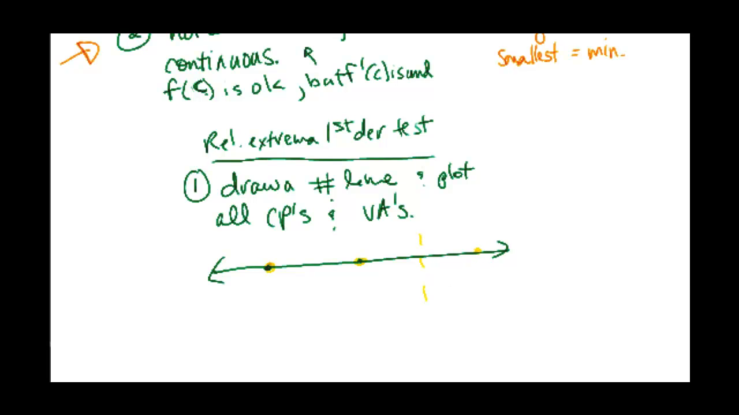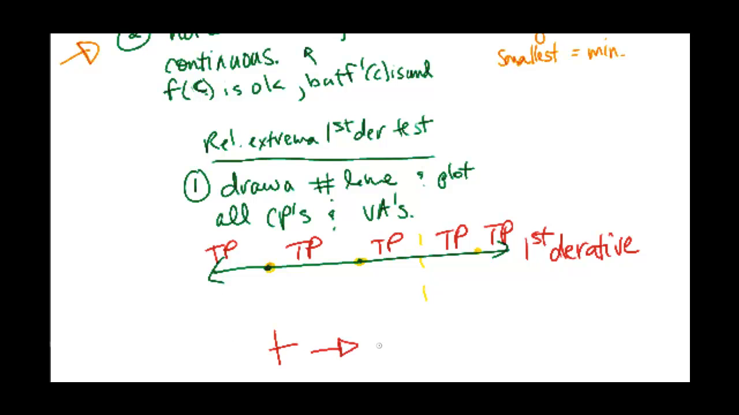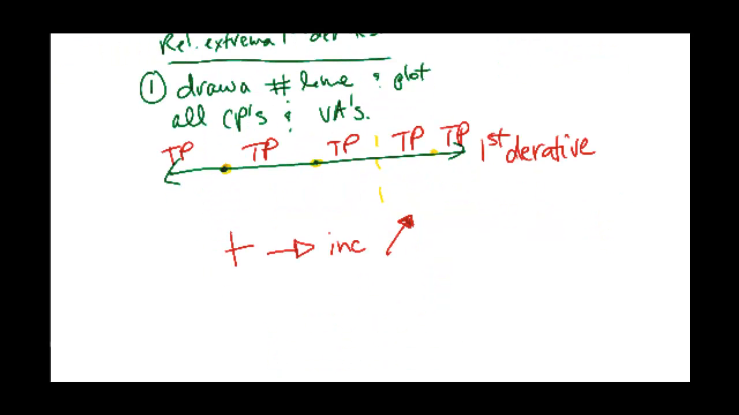And what you're going to do is plug in a number to the left and the right of each of your critical points or your asymptotes. So you're going to do a test point here, a test point there, and you're going to plug them all into the first derivative, hence the name first derivative test. If you get an answer that's positive in your first derivative, that means it's going to increase. I usually do a diagonal arrow up like that for the increase sign, and then a minus sign means it's going to decrease.